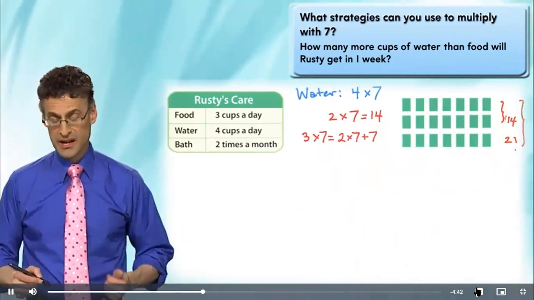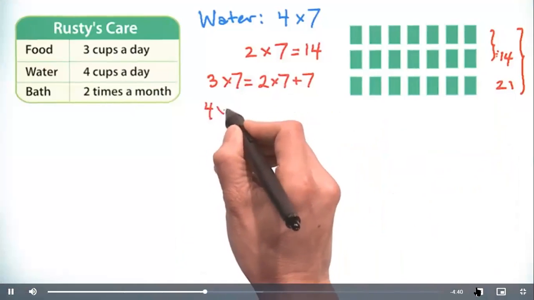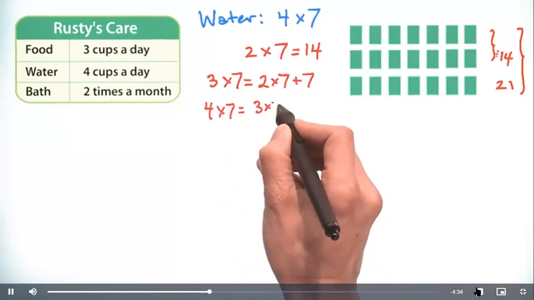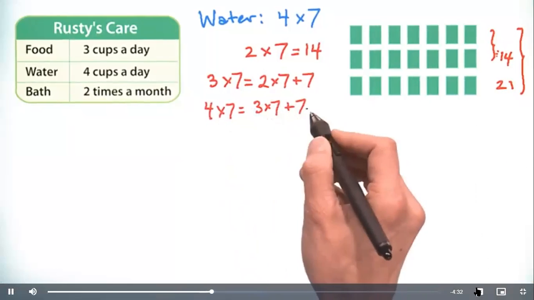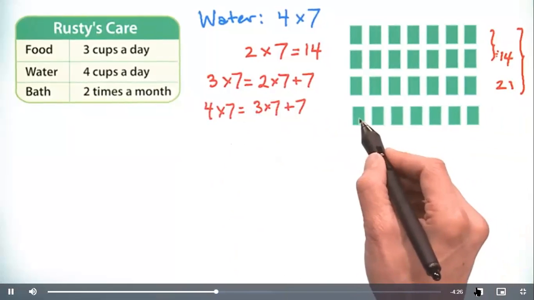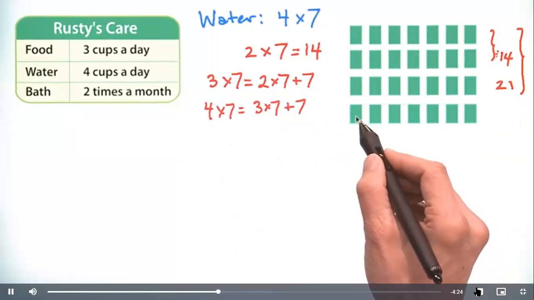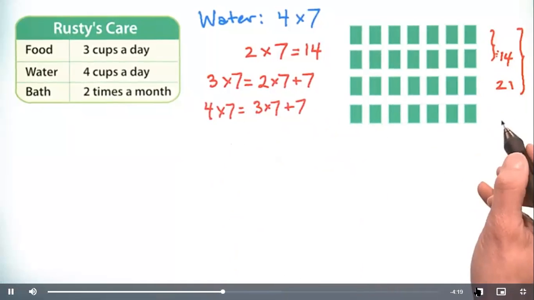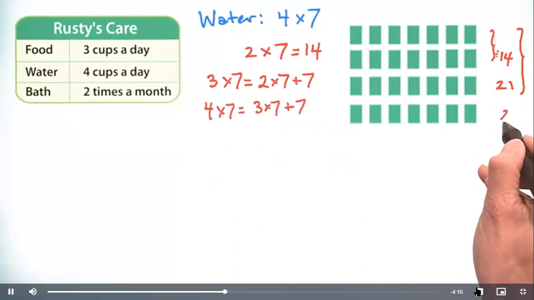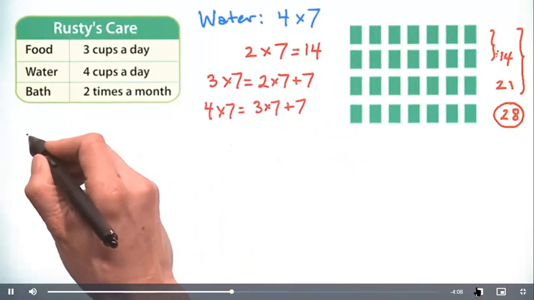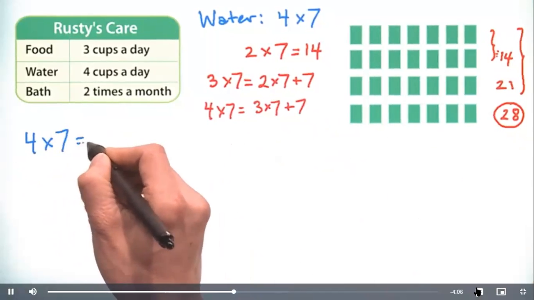And now we want 4 times 7. If we add on another group of 7, we have 3 times 7 plus another 7. If we have 3 7s and add a 7, we have 4 times 7. I bring on another group of 7, and if I add that in, the total will be 21 plus 7, which is 28. So I see 28 in all. And so we discover that 4 times 7 is equal to 28.